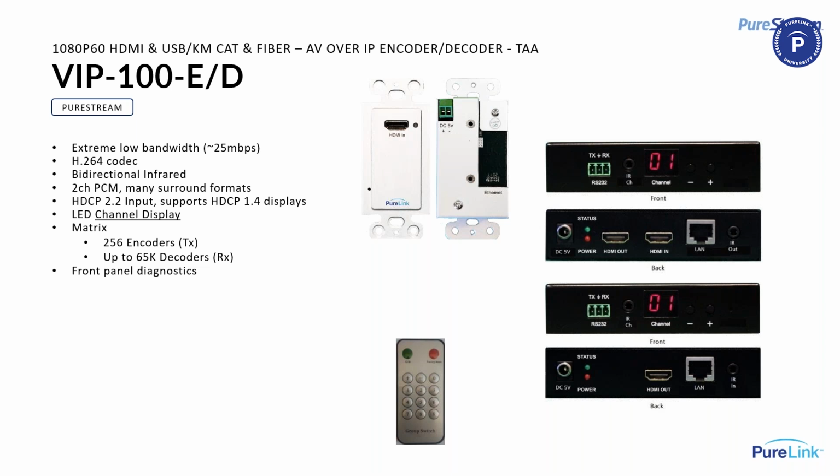There are cases where bandwidth is critical, and the H.264 codec does about 25 megabits of bandwidth, where JPEG 2000 uses more. And it does depend on the resolution and some other factors. But the VIP 100 is a great solution when you're trying to really keep the data rate on the network as low as possible. So that's where it excels.